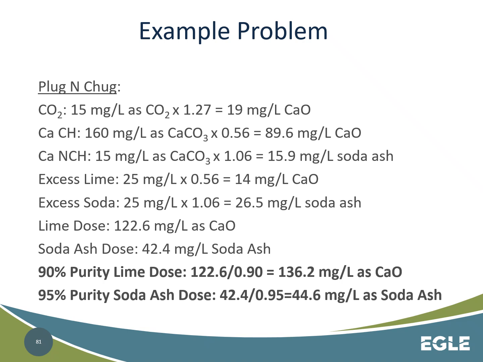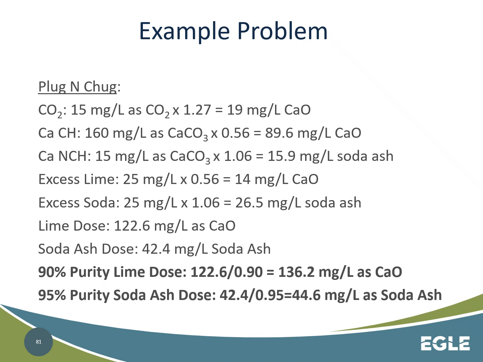Let's add up our lime dose and soda ash doses separately. For lime, we have 19 plus 89.6 plus 14, which gives us a total of 122.6 milligrams per liter as quicklime. For soda ash, we add up 15.9 and 26.5 to get 42.4 milligrams per liter as soda ash. Are we done now? Sorry, no.